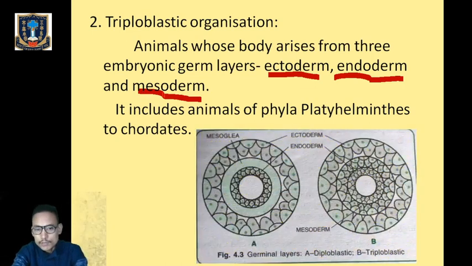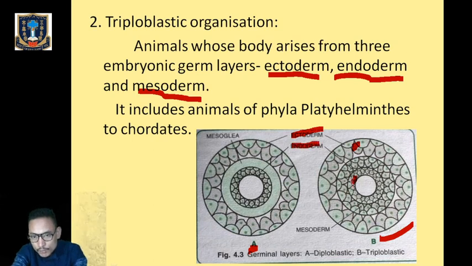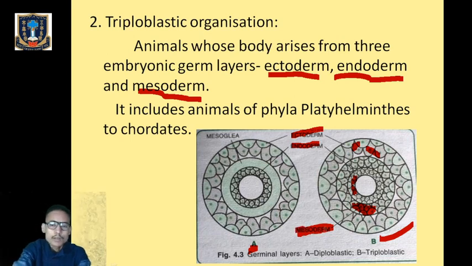If you look at the diagram, this figure number A is diploblastic. We have already discussed this. Let's move to figure number B. This outer layer is the ectoderm. This innermost layer is the endoderm. Now in between these two layers, ecto and endo, we have got the middle layer. This middle layer is known as the mesoderm. So we have got the third layer in case of triploblastic organization between the ectoderm and the endoderm.